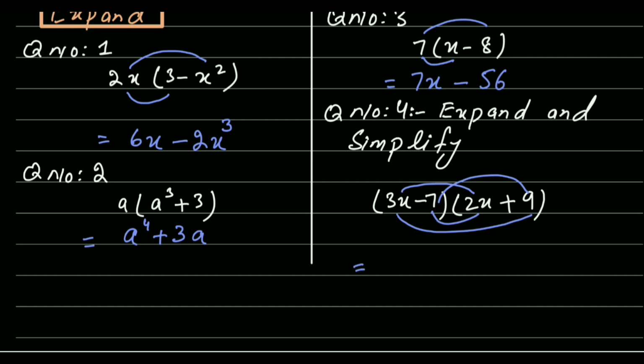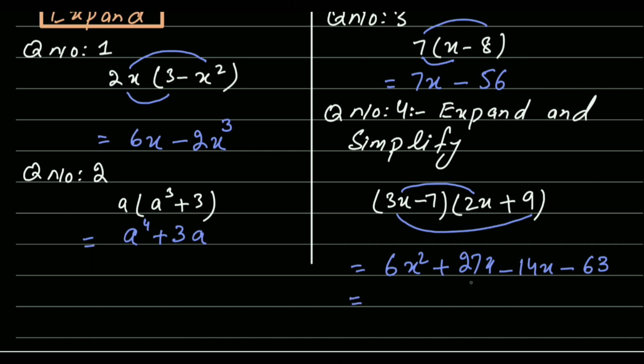3x multiplied with 2x: 3 twos are 6, and x times x is x squared, so 6x squared. Now 3x multiplied with 9: 9 threes are 27x. Minus 7 times 2x is minus 14x, and minus 7 times 9 is minus 63. So we get 6x squared plus 27x minus 14x minus 63.